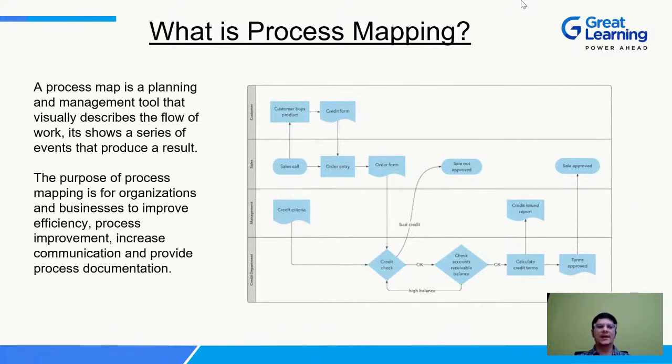Okay, process mapping is essentially to give the leadership team and the stakeholders a visual view to show the process and the various series of events. The purpose of process mapping is essentially to map out the efficiencies, to improve the process, increase the communication, and to provide the process document. It is very, very crucial for any organization to map out the process from quote to cash.